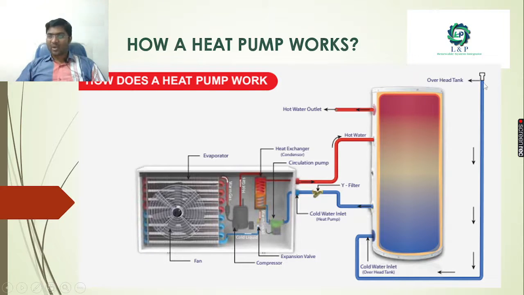See here, this is the overhead tank, and we have a tank inside. Inside this tank we are doing both processes. We are taking the cold water from the overhead tank, and with the help of the compressor we are getting the hot gas. With the help of the hot gas, we are making the cold water into hot water, and we are supplying that into the building.